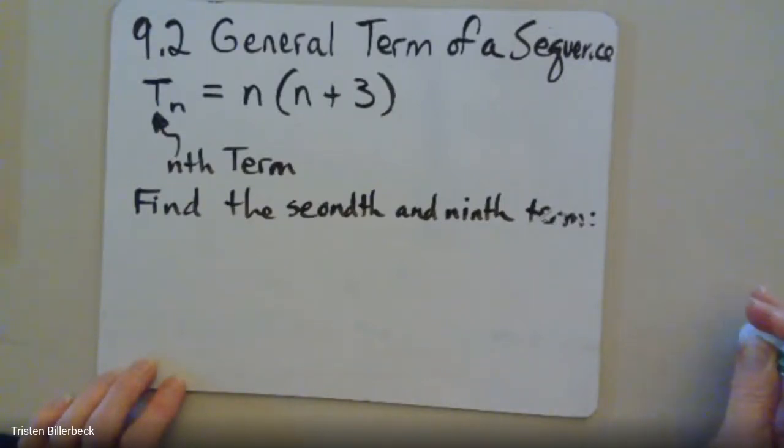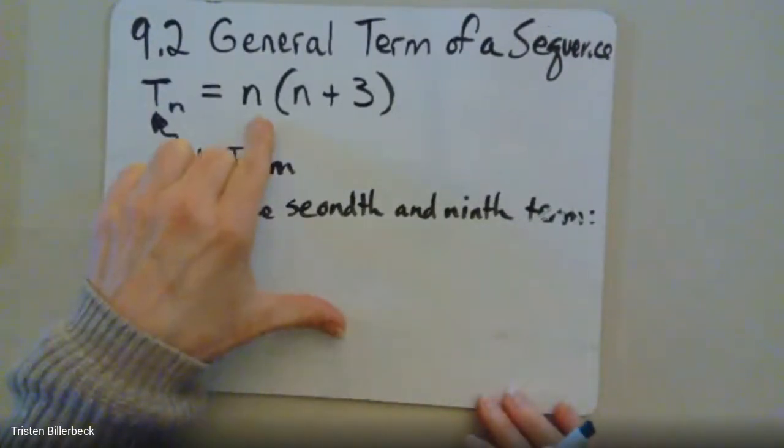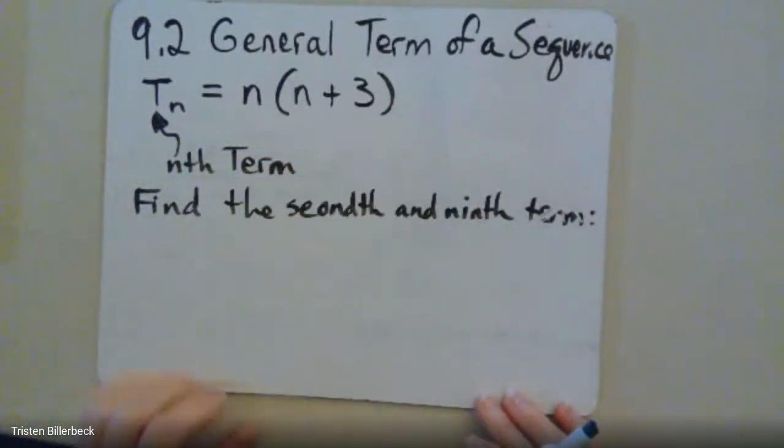Well, hello, this is Miss Billerbeck, and I'm starting section 9.2. So in 9.2, we're going to start with a general term and a rule for the term.